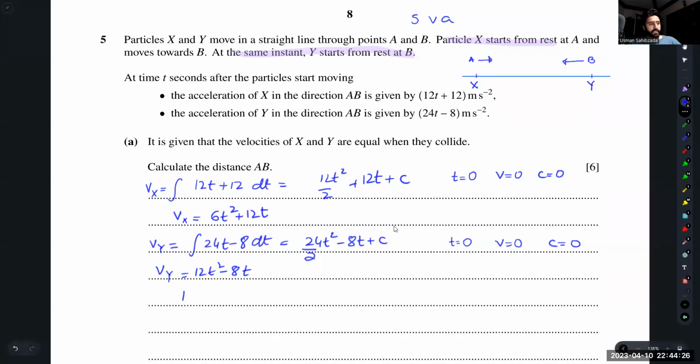They say that when they collide, both their velocities are equal. So आपने दोनों की velocity की equation को equate कर दिया. 6 goes there, becomes 6t square minus 20t is equal to 0. You take 2t common. So that's 3t minus 10 equals 0. Time comes out as 0 and time comes out as 10 upon 3.